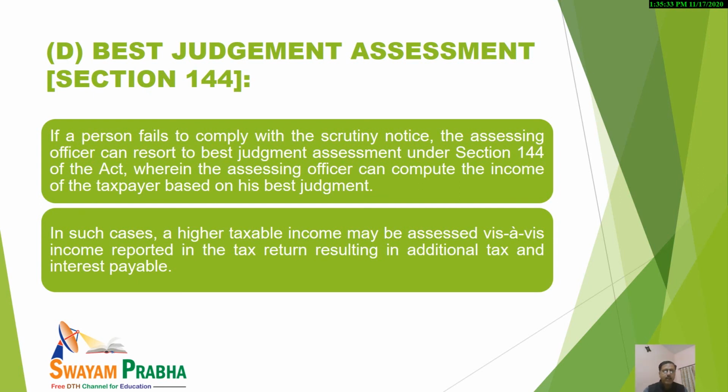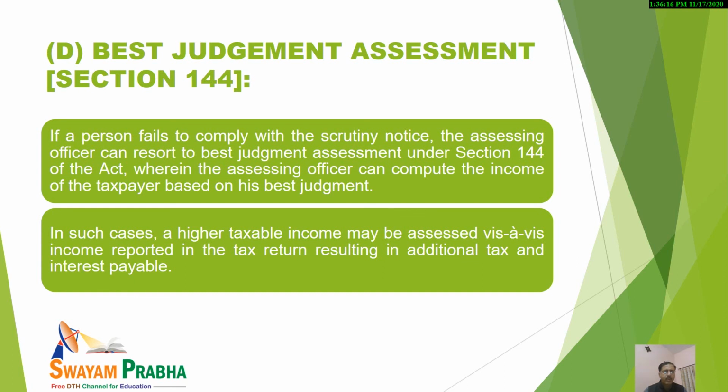In that case, the assessing officer can resort to best judgment assessment, and it is conducted under section 144 of the Income Tax Act 1961. So it should be kept in mind. Then in that case, what would be the procedure? In that case, the assessing officer will be computing the income of the assessee. He will be computing the income of the taxpayer based upon his best judgment. So he will be deciding to the best of his judgment, and it should be kept in mind.